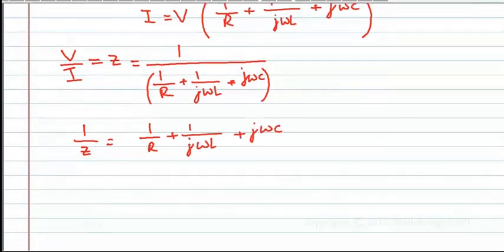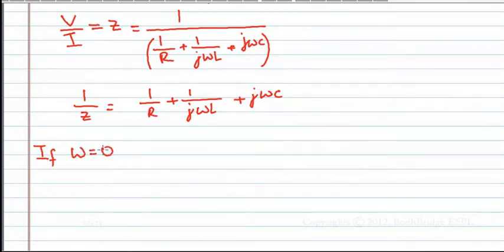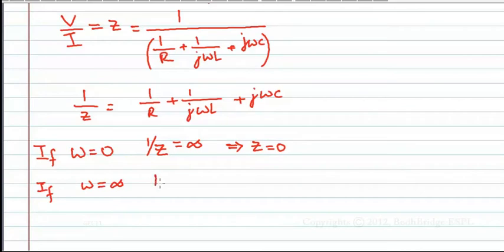Now if omega equals 0, 1 by Z is infinity because of 1 by j omega L, which implies Z equals 0. If omega equals infinity, that is very large frequencies, then 1 by Z is again infinity because of the j omega C term, which implies again Z equals 0. So we can roughly draw the response.